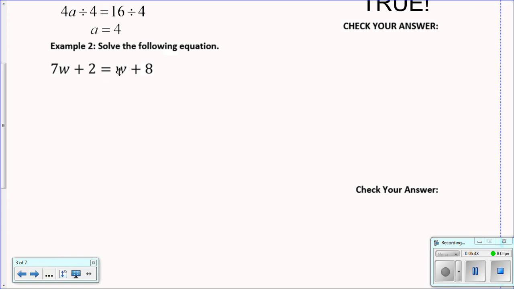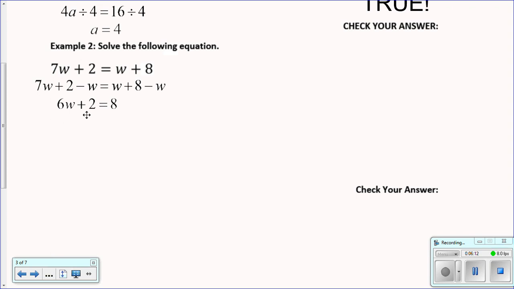No like terms here, no like terms here, so I can't combine anything. So now I got to get my variables on both sides. I'm going to start by moving the single w. And to do that, I am just going to subtract w from both sides. So that the w's on this side would cancel out, leaving just 8. 7w minus w would give me 6w plus 2 equals 8.